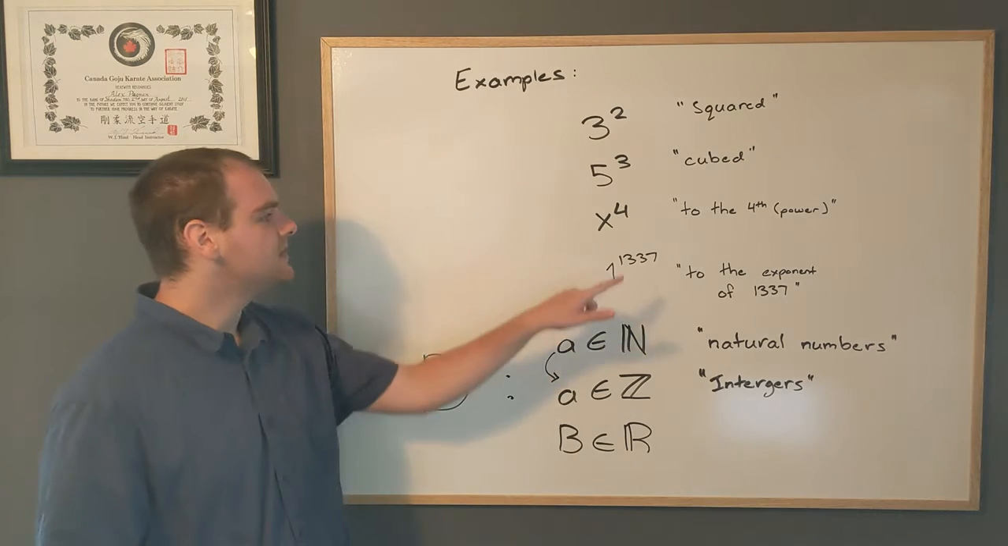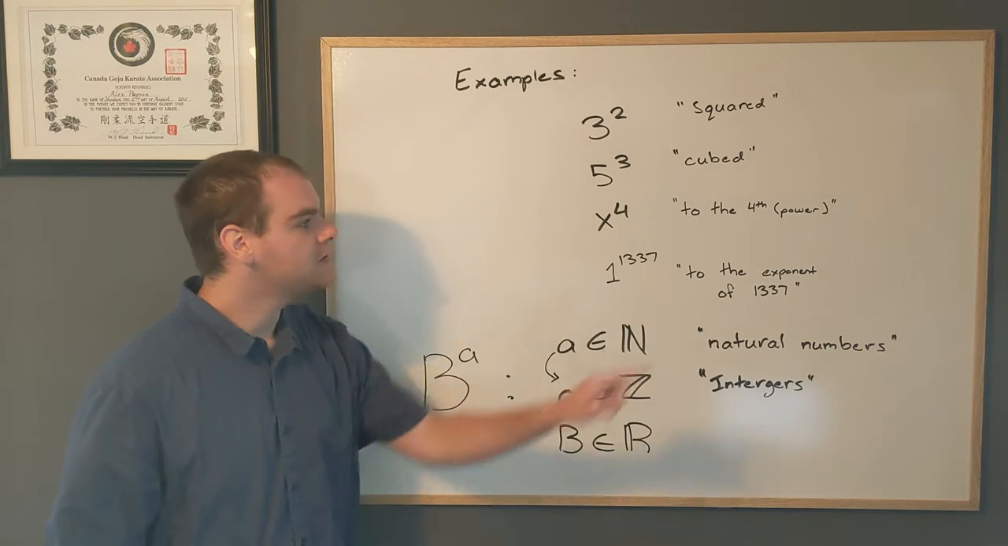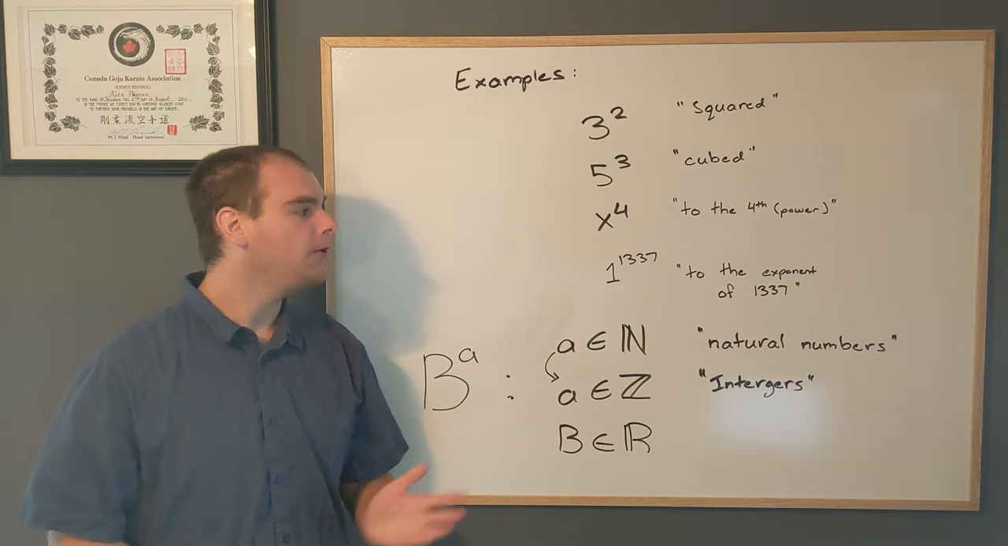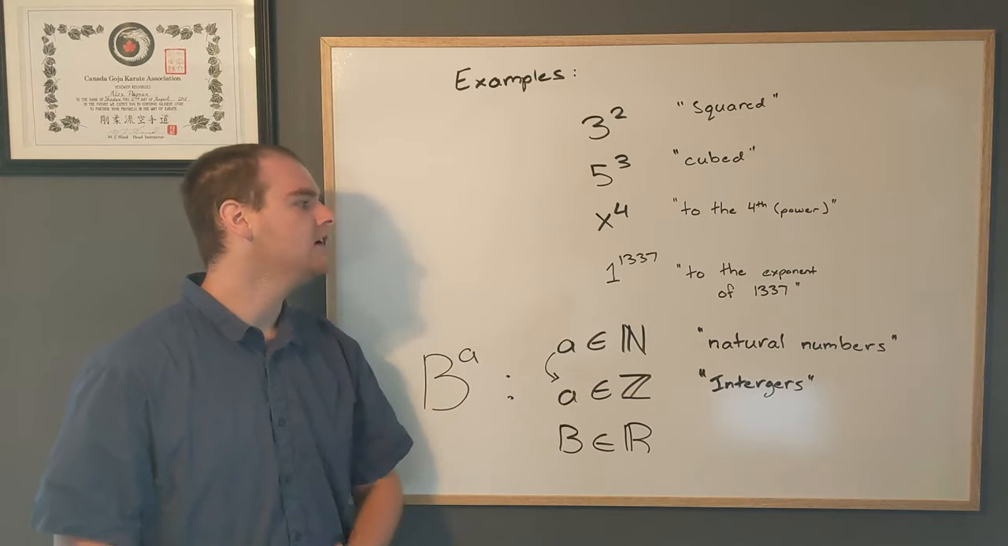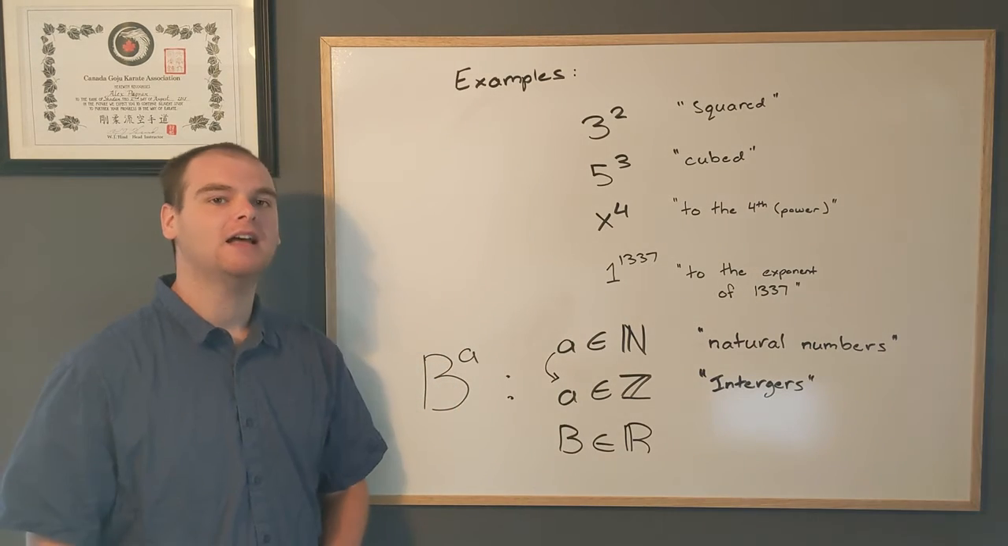Another way we can say it is x to the 4th power. The term power here can be dropped. You can say x to the 4th, or you can keep it with what we already know, as in this last case, where we have 1 to the exponent of 1,337.